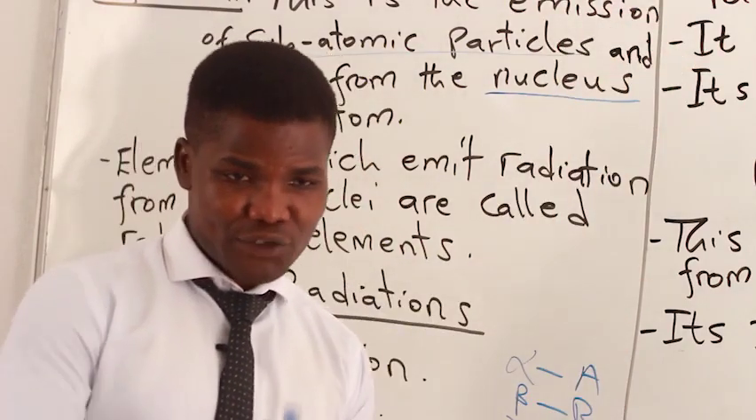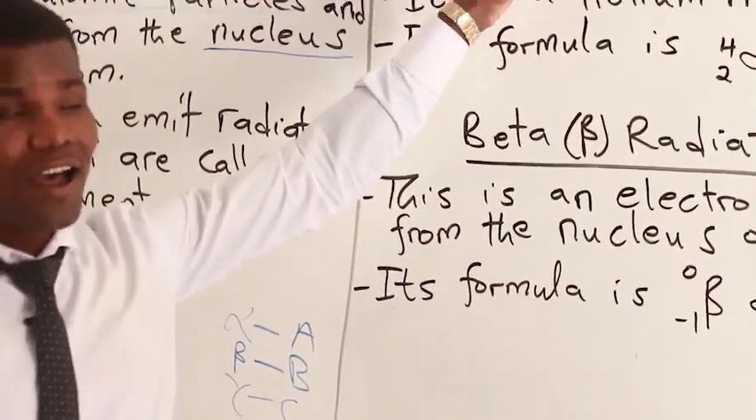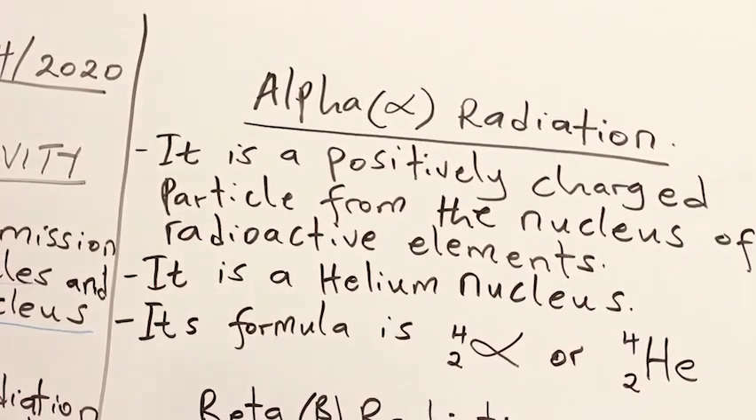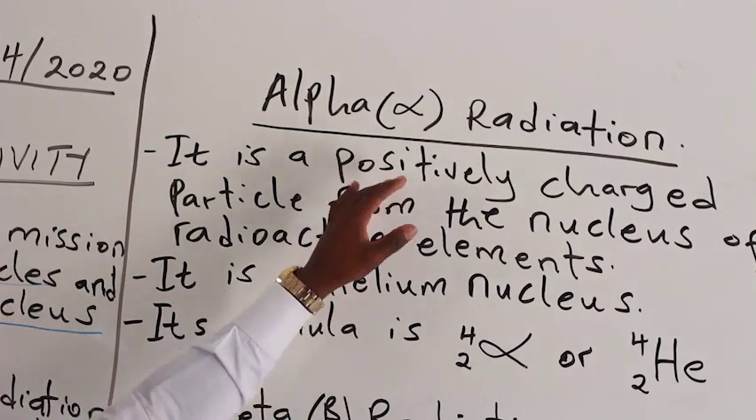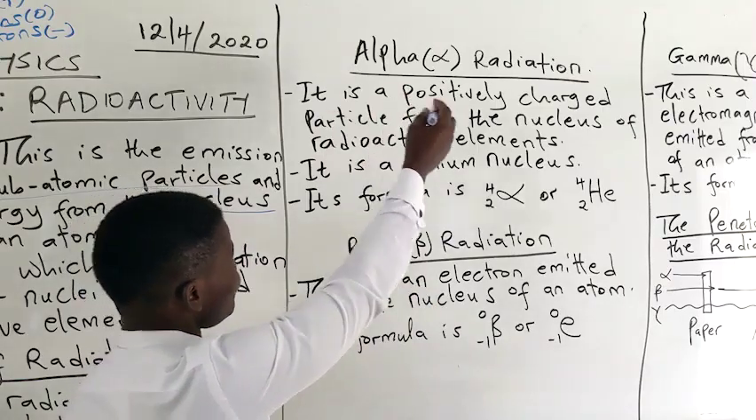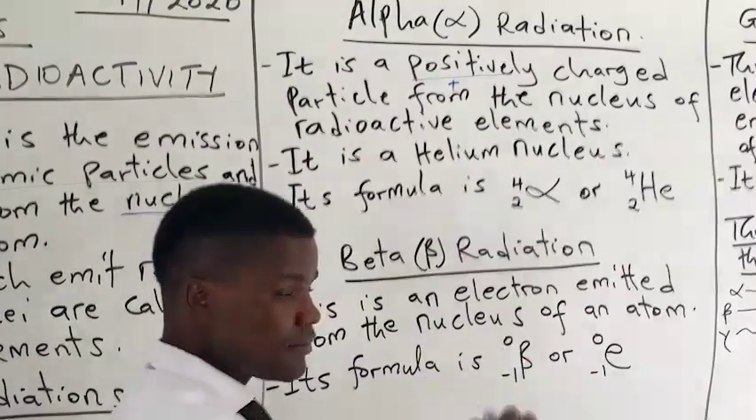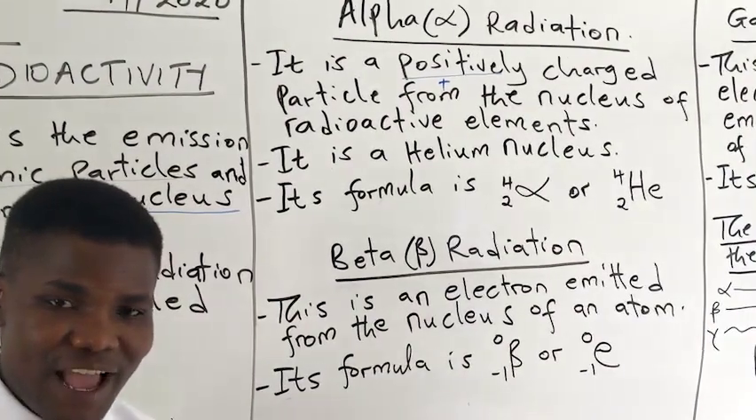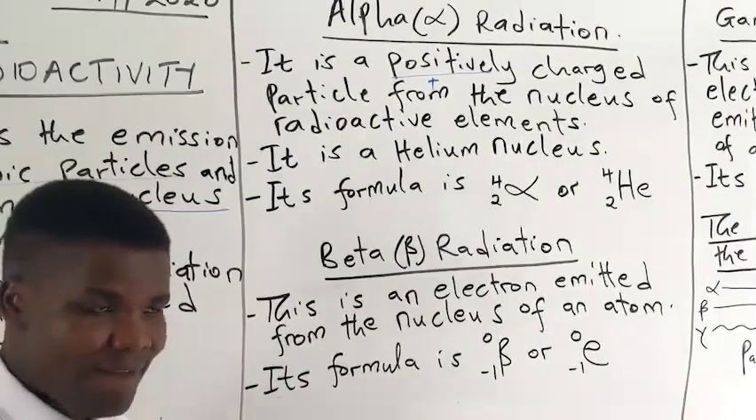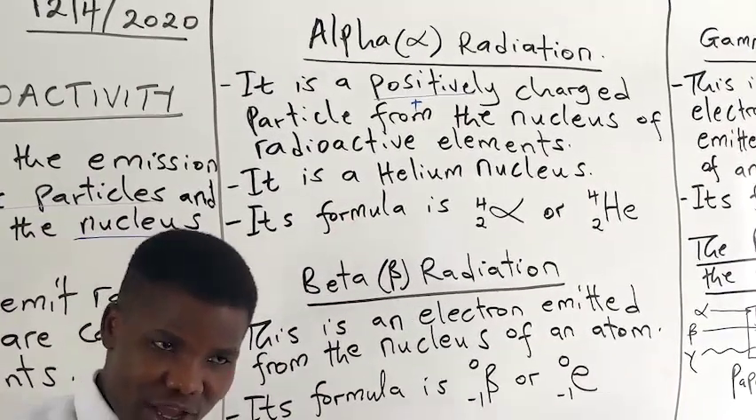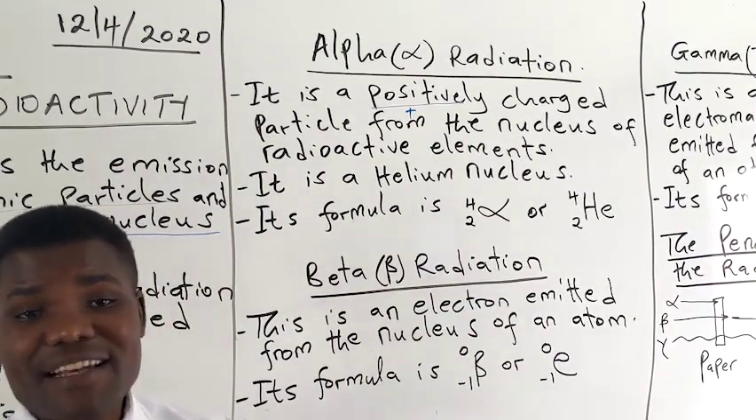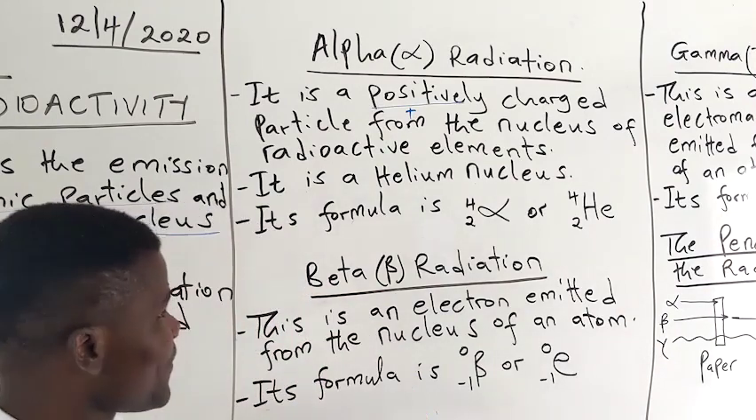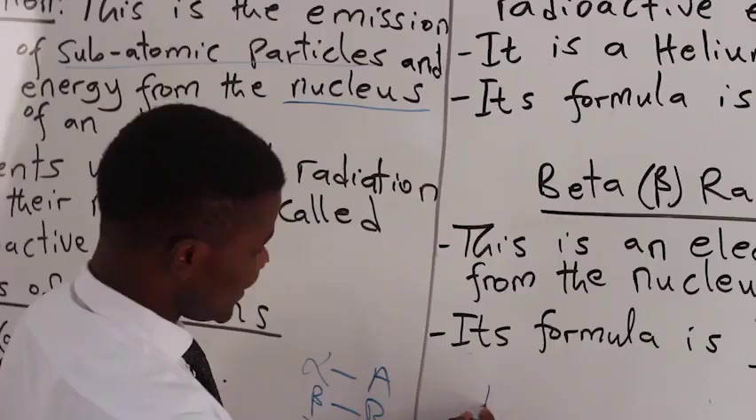Let us look into them in a bit more detail. Number one, alpha radiation. We said that alpha was the first radiation to be discovered by scientists. It is a positively charged particle from the nucleus of a radioactive element. Positively charged means it has a positive charge, a plus, so if it forms an ion, the ion will have a positive charge on it. And we are saying that it is a helium nucleus. What do you know about helium? From your periodic table, from your list of elements, what do you know about helium? Helium is an element that has two protons and two neutrons. Helium, let us see it here.